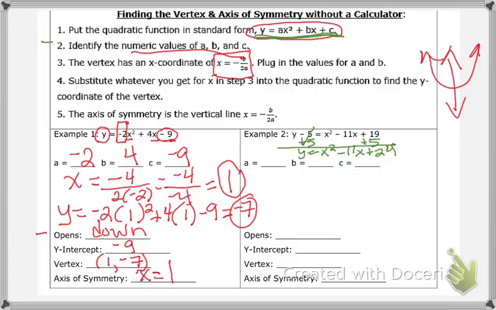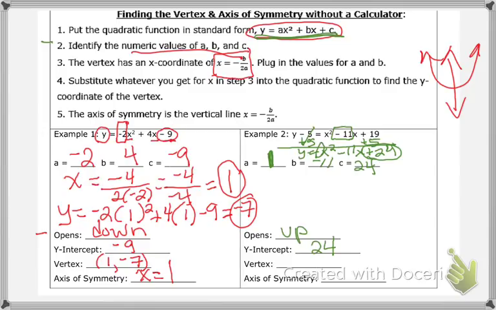Now, step 2, I'm going to identify my numeric values of a, b, and c. My a, my leading coefficient of x squared, is the invisible 1. So it is positive 1, so we can already say that it's going to open upward. My b value, or my coefficient of x, is -11. And then my c value is +24. So we also know that our c, which is our constant, is our y-intercept. So the y-intercept is at 24.